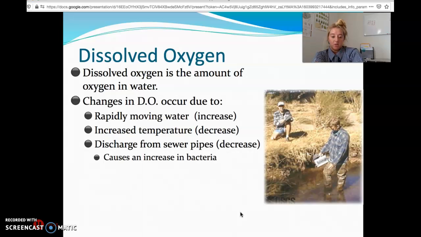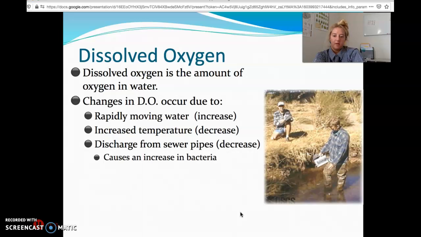And then discharge from sewer pipes will cause a decrease in our dissolved oxygen levels because there's bacteria in those sewer pipes and those use up the oxygen in the system. If there's no oxygen in the system, the plants and the wildlife, the organisms like your fish, they end up dying.